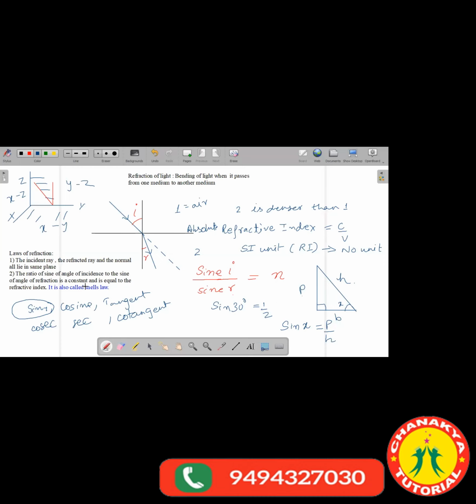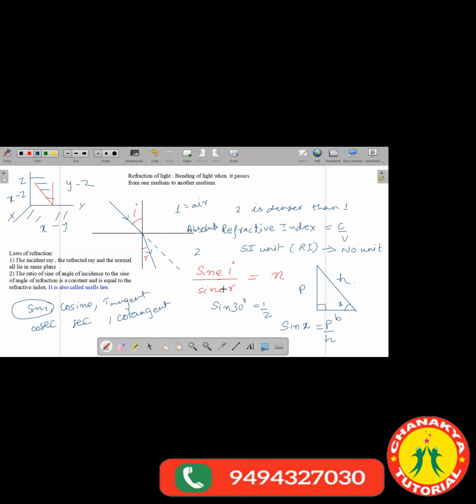Okay, so that is what is said here. You find the sine of the angle of incidence, you find the sine of the angle of refraction, and divide both of them, so that you get a value numerically equal to the refractive index of the material. Okay? Understood this?